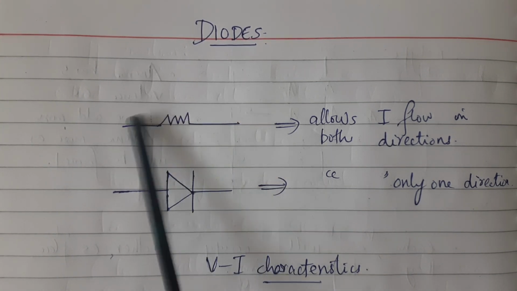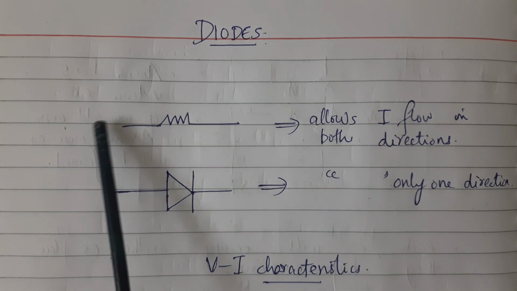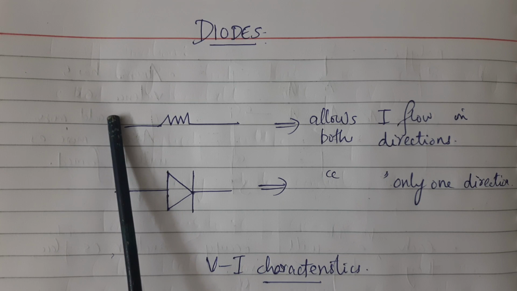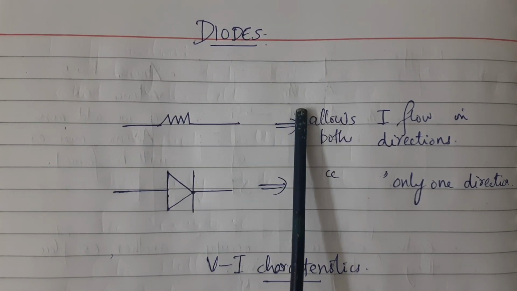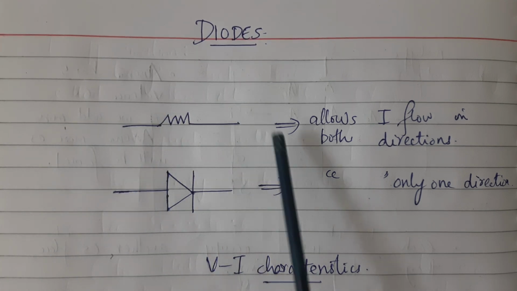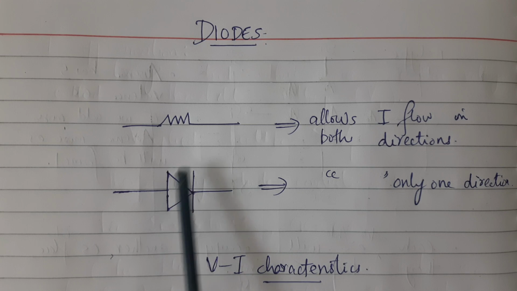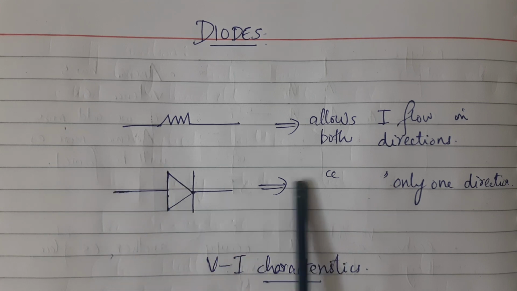This is a resistor. So, it allows current flow in both directions, that is from this direction, from here to here, this way or this way. So, this allows current flow in both directions. Now, this is a diode. The main difference between these two is that the diode allows the current flow only in this particular direction.